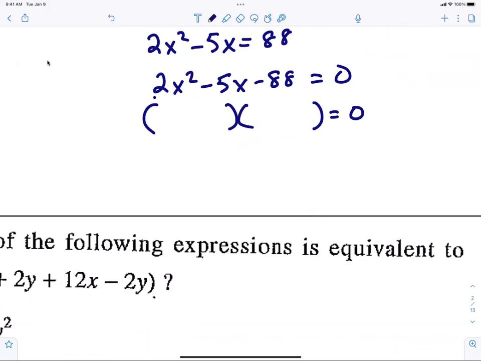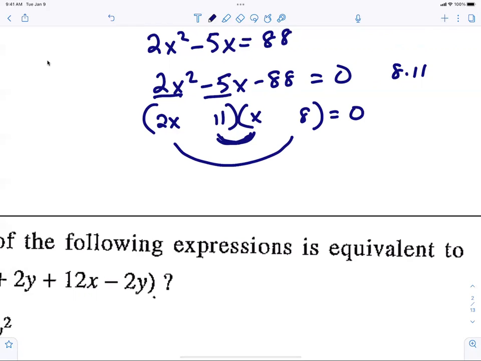How am I breaking the 2x squared down? 2x and x. Now 88, I'm probably going to do what? 8 and 11. Now where does the 8 have to go? On the right. And 11 has to go on the left. Let's see if we're right. How much is this? And how much is this? 16. We'll make negative 5 if the 8 is negative. That's correct. 11 is positive. That's right. Very nice.